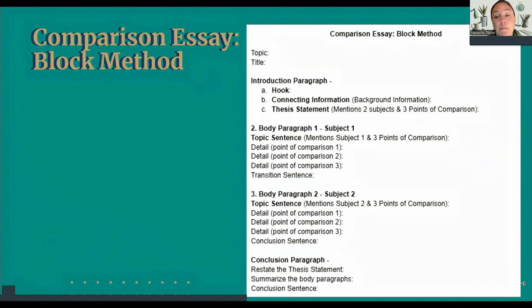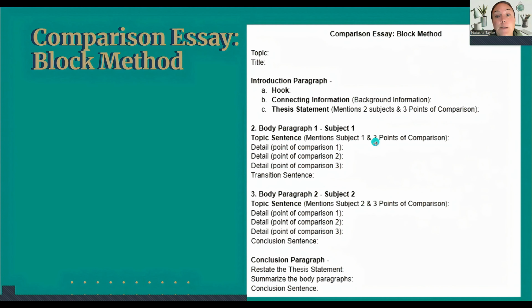So, comparison essay, block method outline. You always want to start with, first of all, knowing your topic, and then you want to have your introductory paragraph. You want to have a hook, connecting information, which also shares the background information, and the thesis statement, which mentions 2 subjects and 3 points of comparison. And then it will have 2 body paragraphs for the block method.